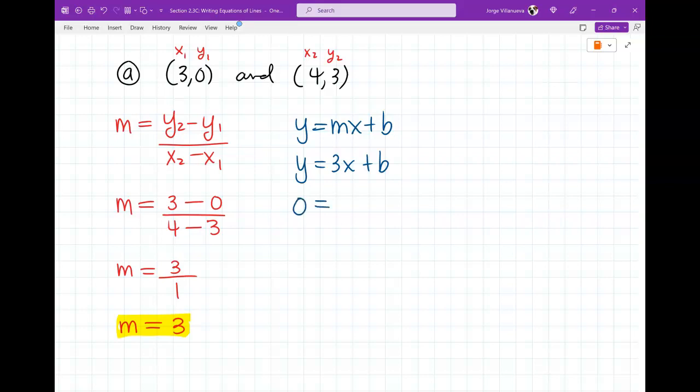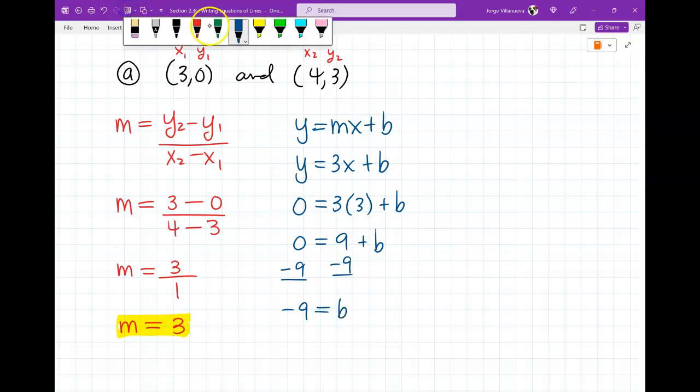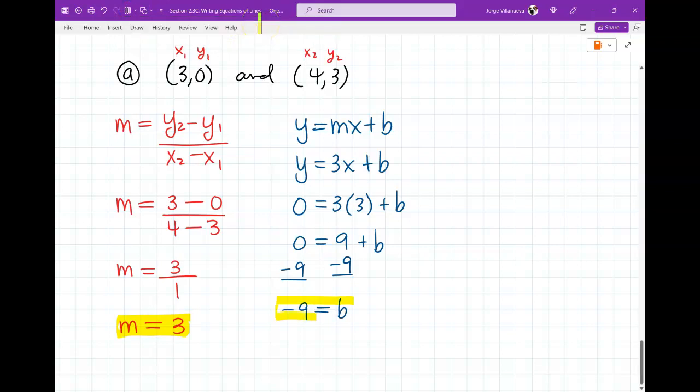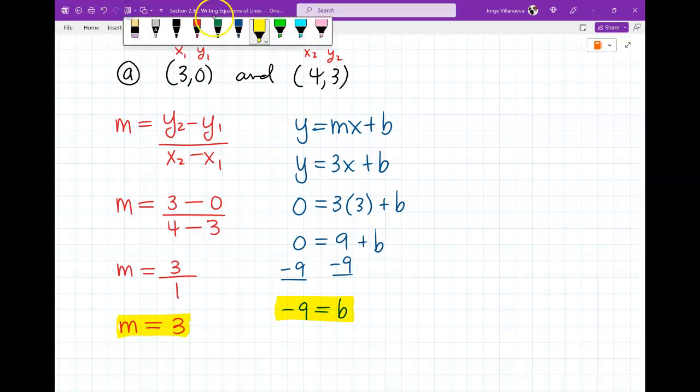So 0 equals 3 times 3 plus b. 0 is equal to 9 plus b. That means that if I subtract 9 on both sides, I get negative 9 is equal to b. And that's exactly what I need. I need my slope and I need my intercept, because obviously the equation is called the slope-intercept form. So, last piece.